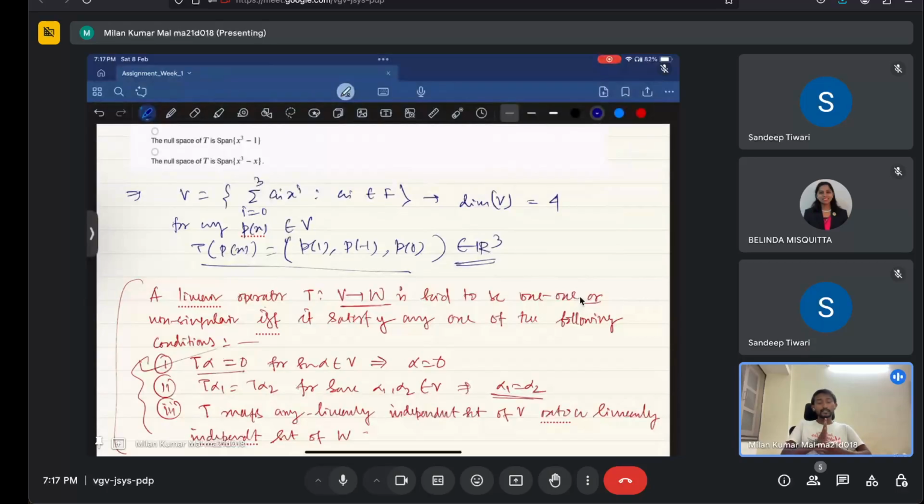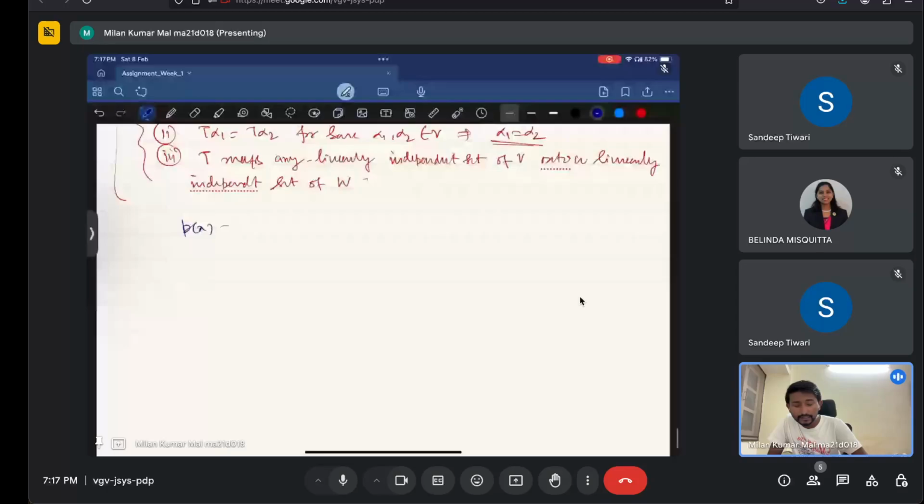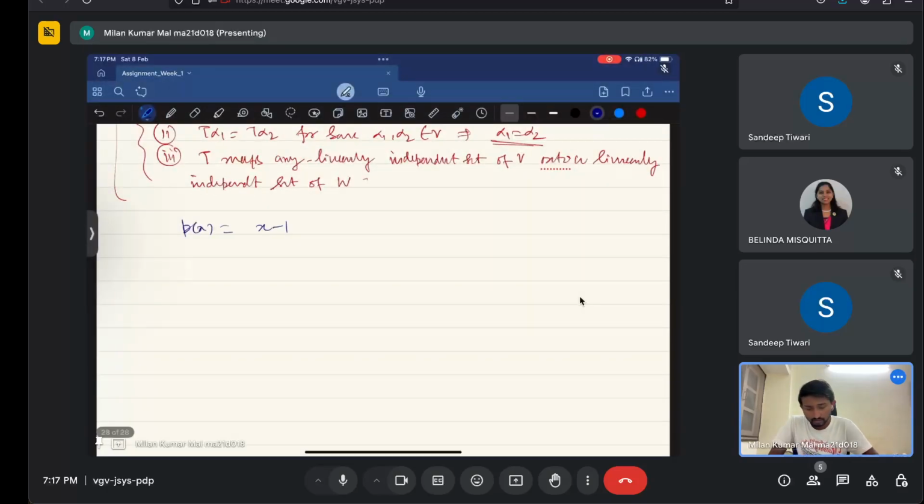To show T is injective, we have to show that T of alpha equals 0 implies that alpha equals 0. But if we want to show that T is not injective, then we have to show that there exists a non-zero vector alpha in the vector space V for which T of alpha equals 0. So let's take p(x) equal to x(x-1)(x+1). Then T of p(x), by definition, is (p(1), p(-1), p(0)).